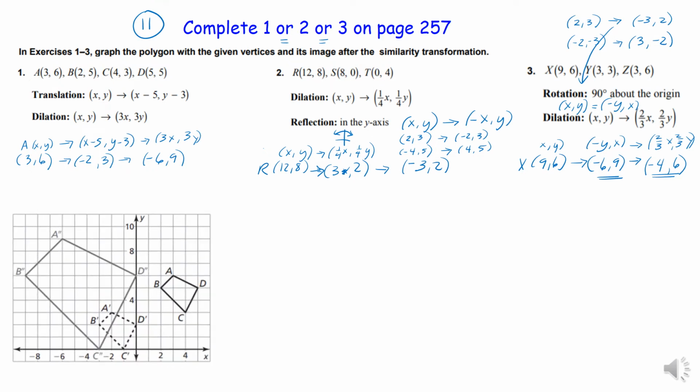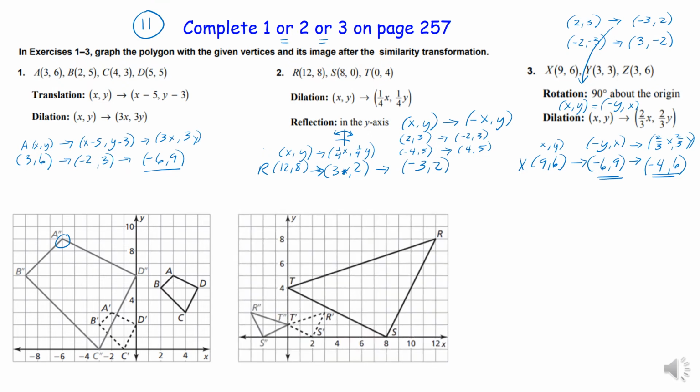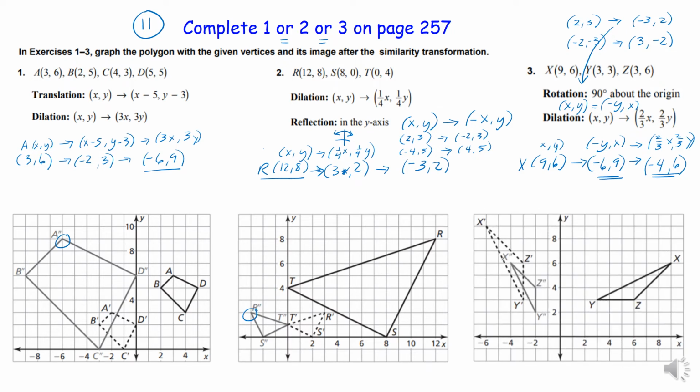So let's look at A on this one should now be -6, 9. And there it is. Okay? Then we look at R. R should now be -3, 2. And there it is. Okay? And the last one, X should be -4, 6. And that is right there. And we're good to go. So don't be afraid to do the coordinate notation. It is a lot easier than doing the actual transformations.